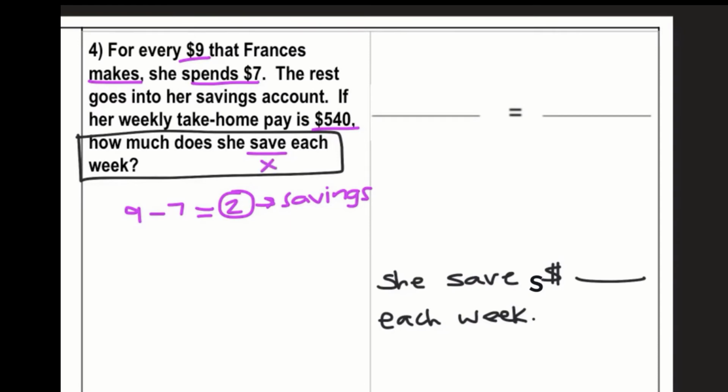That's what we're solving for. That needs to be our X. That has to be one of the labels in my proportion. So let's have that go on the top. This is going to represent what she saves. And what is that being related to? What she makes. So we're going to find that relationship between what she saves to what she makes.